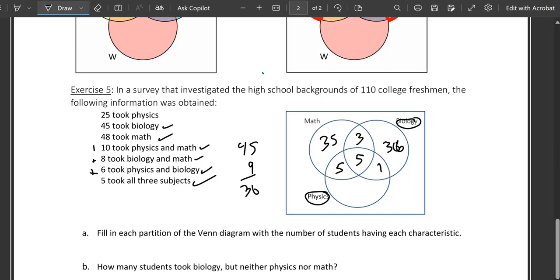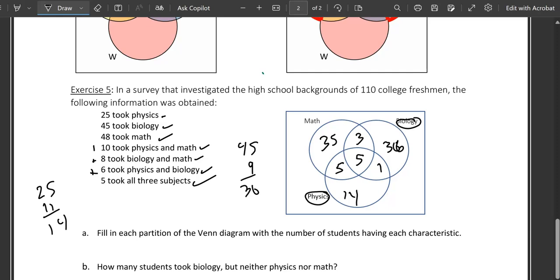And the last one, let's see, 25 took physics. Doesn't talk about the overlapping, but the overlapping is part of the people that took physics. So if we got 25 there, we're going to take away the 11 others that are in the physics and overlapping. So we have a total of 14 on this spot over here. So that circle here represents all the people who took physics.